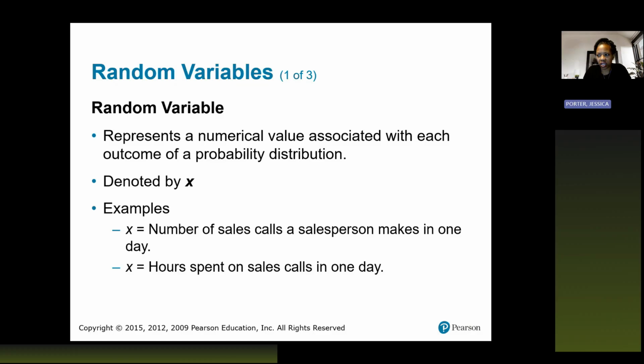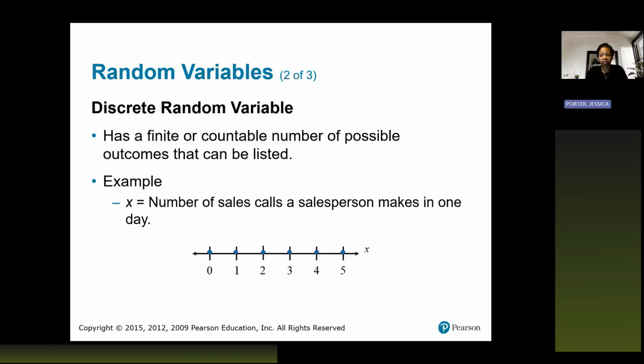So we start this conversation with random variables, and they represent a numerical value associated with each outcome of a probability distribution, and they are denoted by X. For example, X could equal the number of sales calls a person makes in one day, or X could equal the hours spent on sales calls in one day.